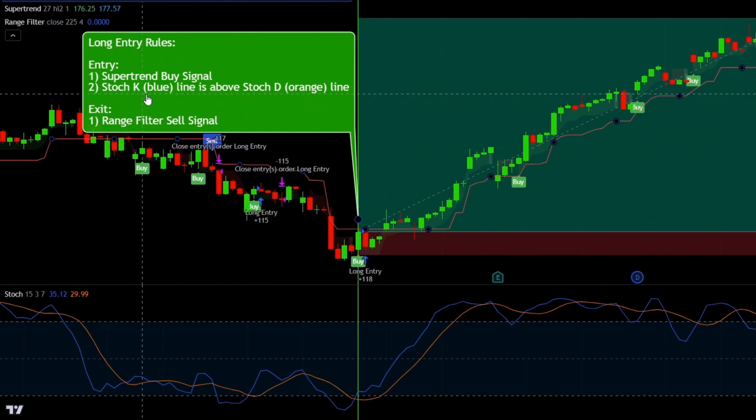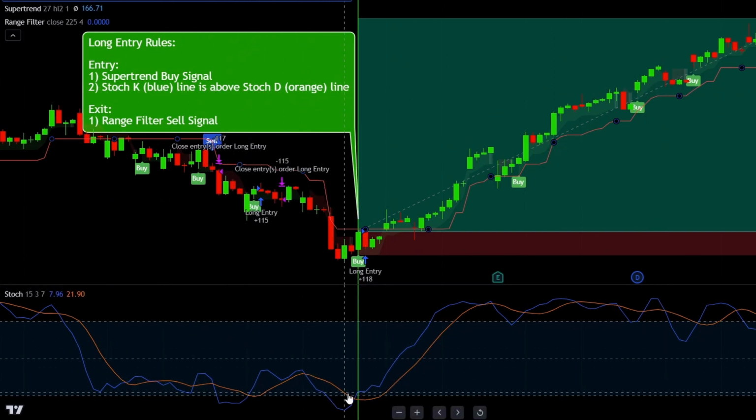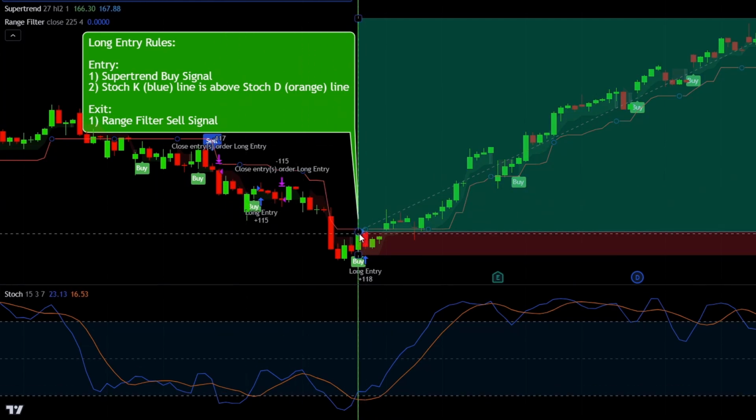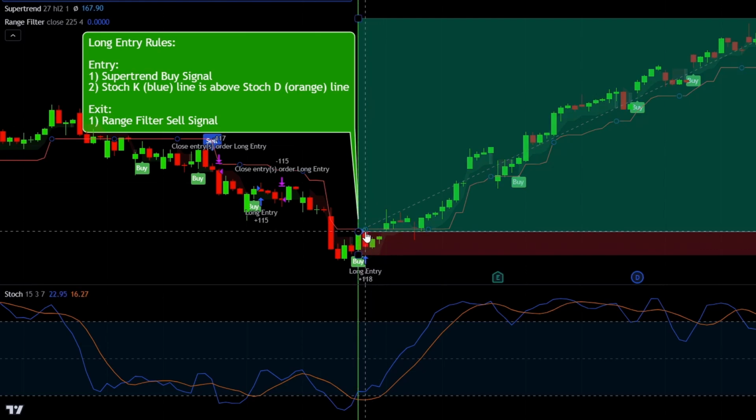Then the stochastic K line, which is the blue line, needs to be above the stochastic D line, which is the orange line. Down at the bottom we have our stochastic indicator. This blue line is the stochastic K, this orange is the stochastic D. And on the entry signal candle, the stochastic K was above the stochastic D. So, all of the conditions are met for a valid long entry. We can enter at the close of the signal candle or at the open of the next candle. As always, our strategy script enters at the open of the next candle.